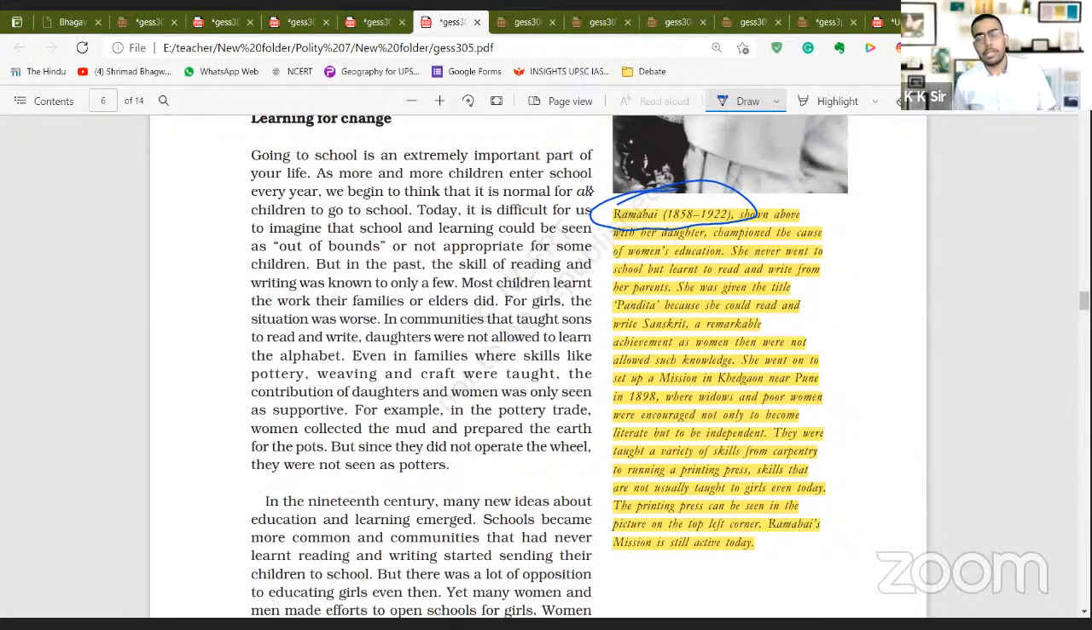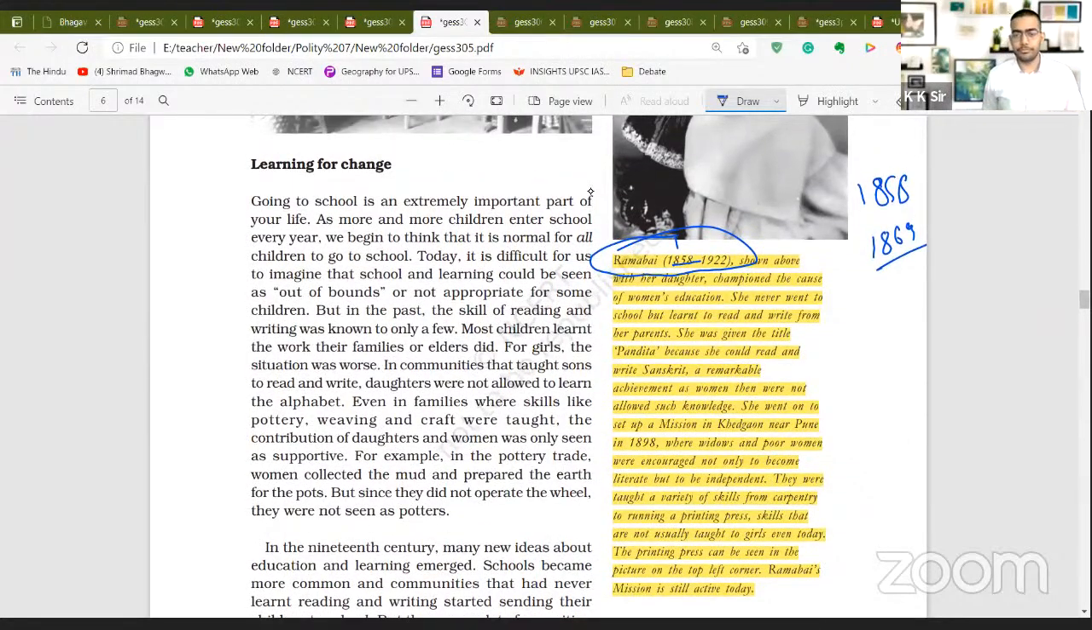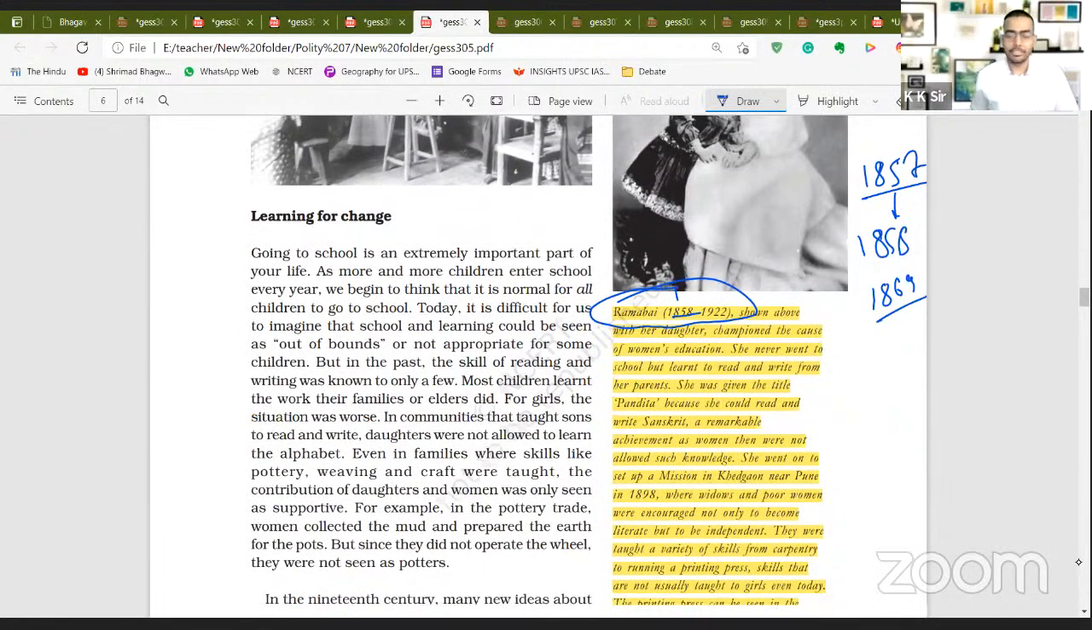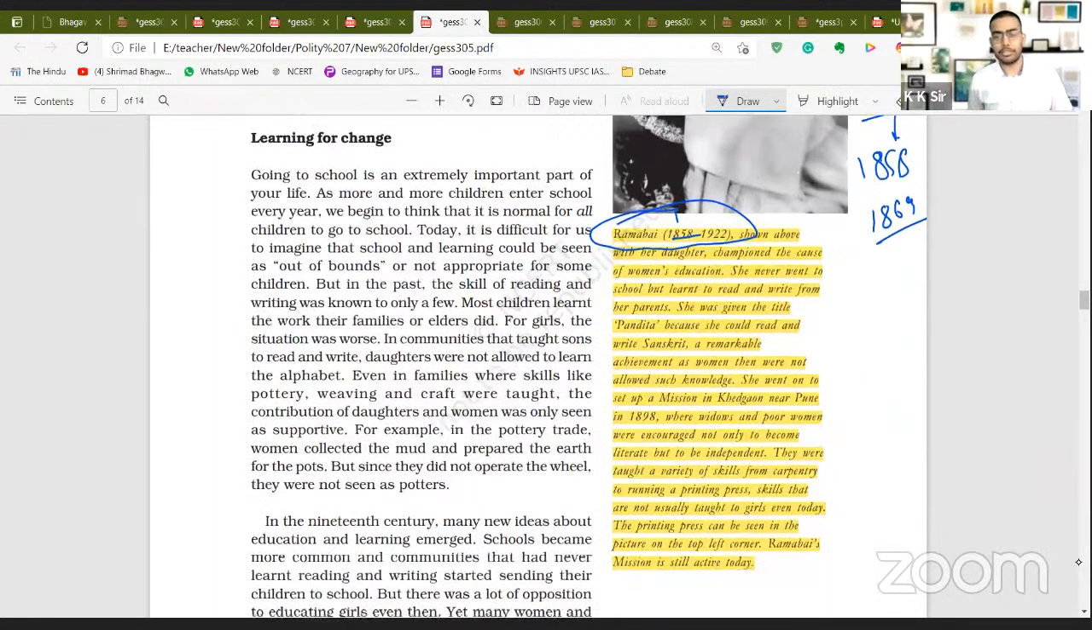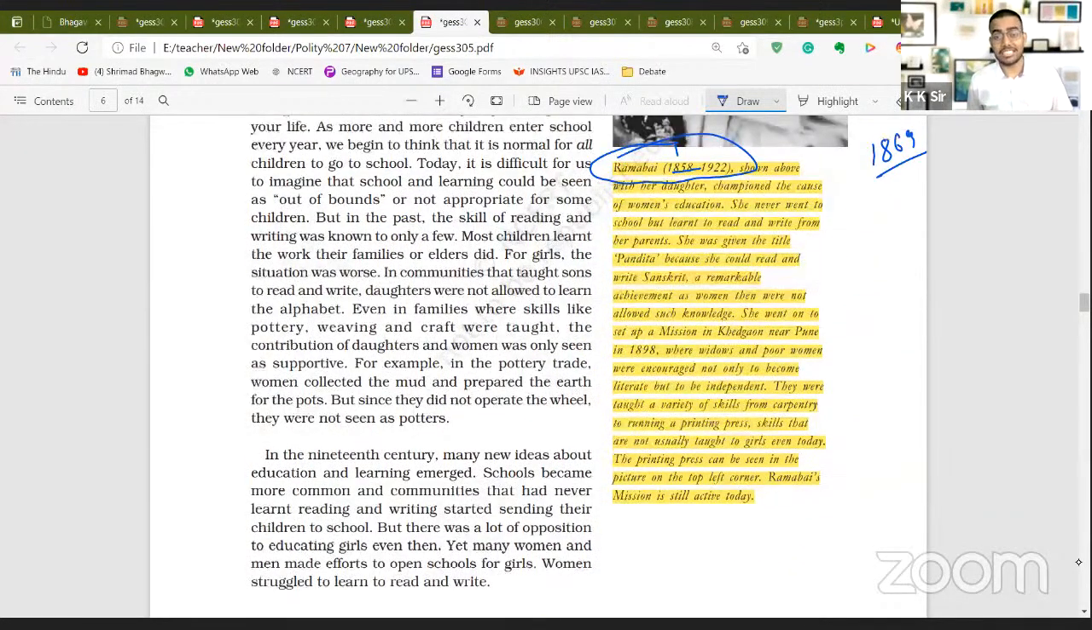Ramabai, 1858, about 11 years older than Mahatma Gandhi. 1869, Mahatma Gandhi. 1858 is Ramabai. Or you can remember 1857, the first war of independence. After that, Ramabai came. She was there after the first war of independence, and that's why she was a fighter.